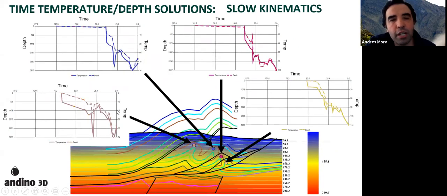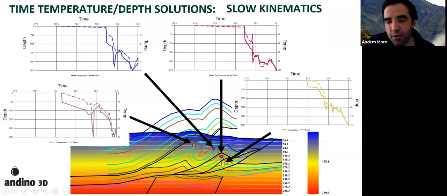If we compare with the slow kinematics, we see fast overburden within the last 50 million years, but the exhumation is only on the order of about 1 kilometer. And I think that's the big difference.